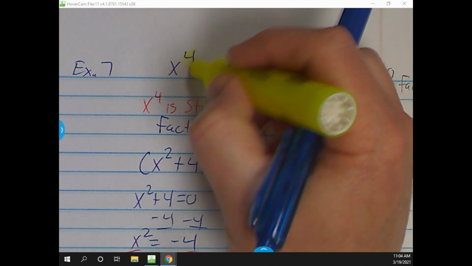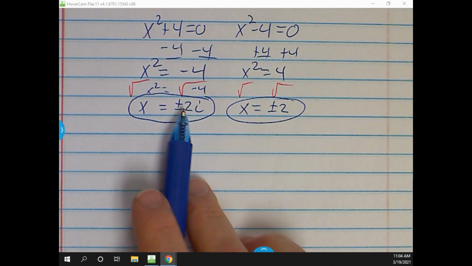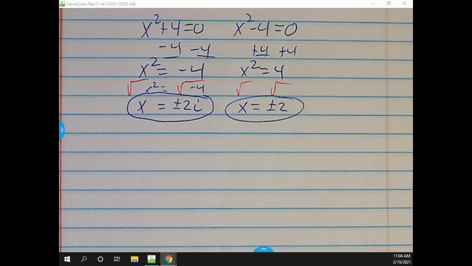Okay, and the key thing on this problem was, because it was x to the 4th, way back in the beginning, we had to have 4 answers. Well, there's our positive and negative 2i, so there's 2 there, and the plus and minus 2, there's another 2 there. So there's our 4 different answers we were looking for.